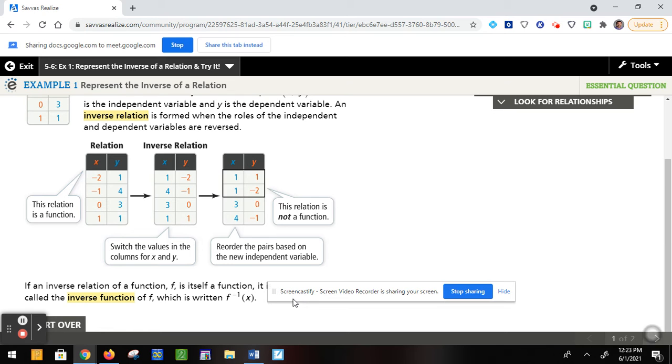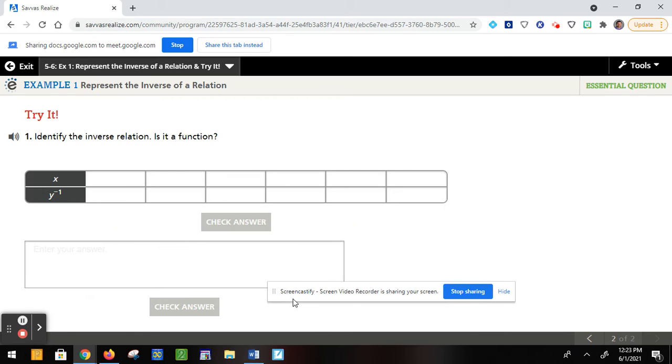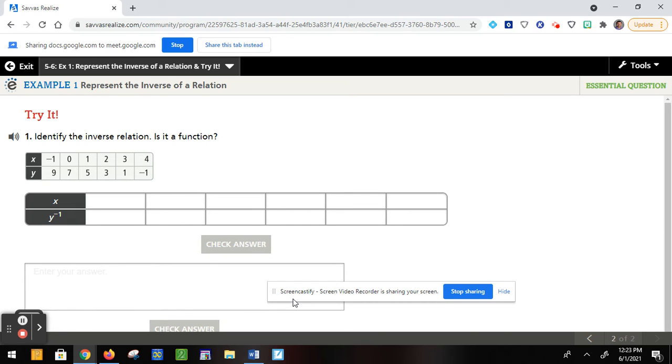All right, let's look at the try it question. So give it a try, but really, again, it's just take the x, put it in for the y, take the y, put it in for the x, and then you're done. And then answer if it's a function or not. All right, so let me know if you have any questions, but pause it, try it, and then come back and we can go over it. And then again, let me know if you have questions.